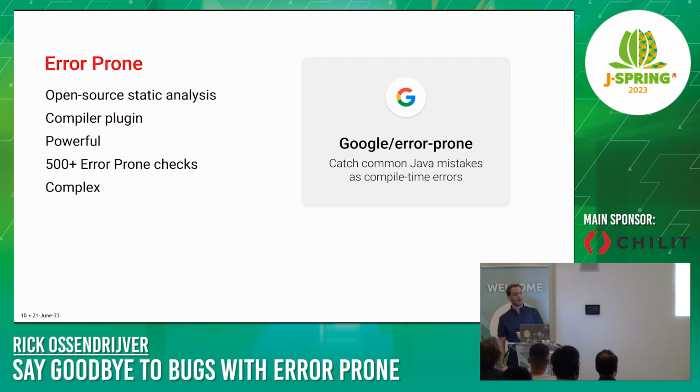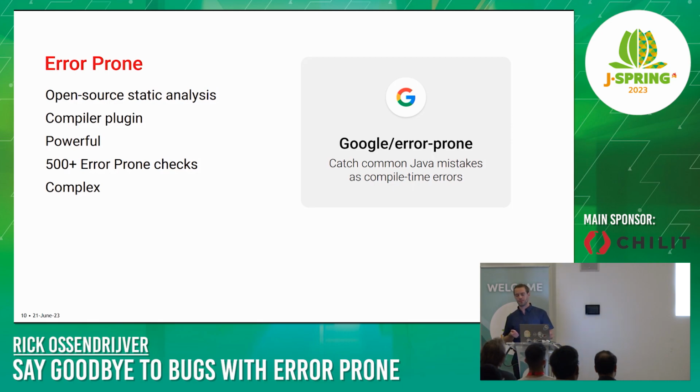Out of the box, there are over 500 ErrorProne checks provided by Google. We use almost all of them. You can configure them just like you want to use them. There are 3 types of ErrorProne checks: suggestions, warnings, and errors. And there's one downside to ErrorProne, however, and that is that writing a check yourself can be quite complex.